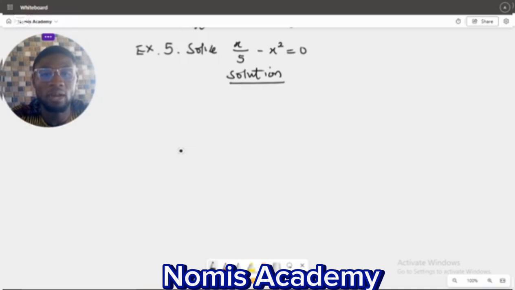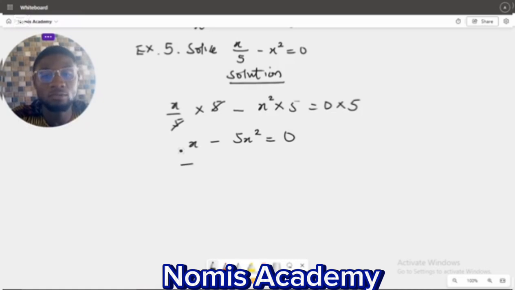I can just multiply through by 5, being that 5 is what is making x over 5 a fraction. Therefore, x over 5 multiplied by 5 minus x squared multiplied by 5 is equal to 0 multiplied by 5. Remember that whatsoever you do to one side, you must do to the other side, so that our equation will not be altered. Now 5 divided by 5, so we are left with x minus 5x squared equal to 0. So you can rearrange it to make it look like what you really understand.